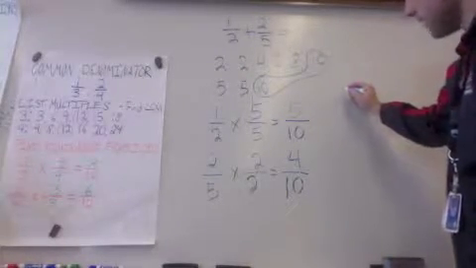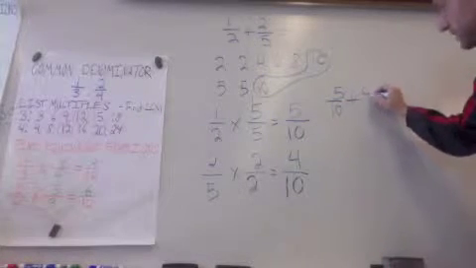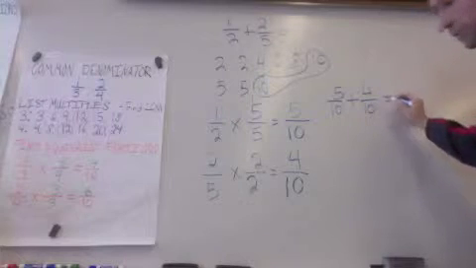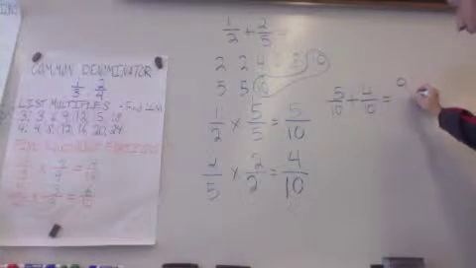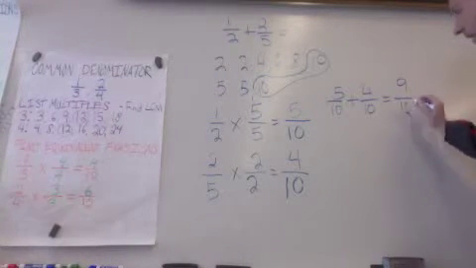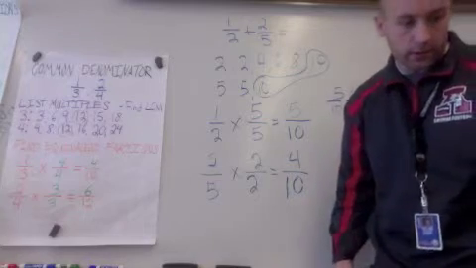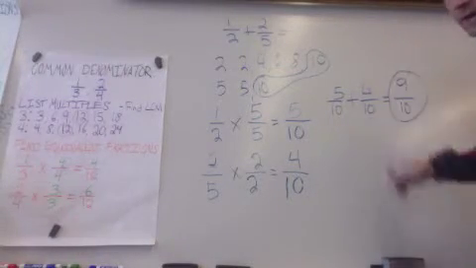So I change my fractions to 5/10 plus 4/10. When I add that, if you remember, you only add the numerators. So 5 plus 4 is 9. And my denominator stays the same, 10. So this was number 11 from your homework. And your answer should be 9/10.